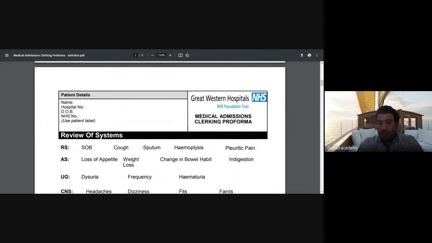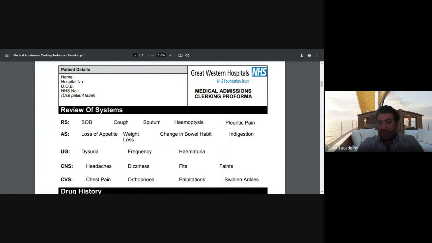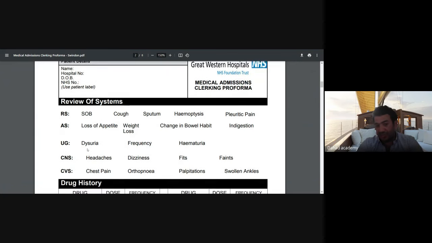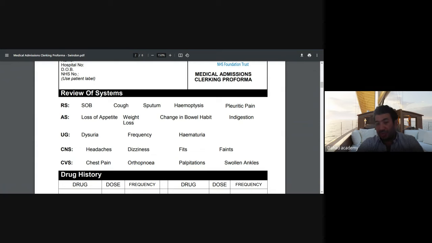If you go further down, so again, in every single page, you need to put the patient name and the hospital number. You will do a review of the full systems: the respiratory, the abdominal, the urogenital, CNS, and CVS. Okay, these are all the symptoms, the major symptoms.